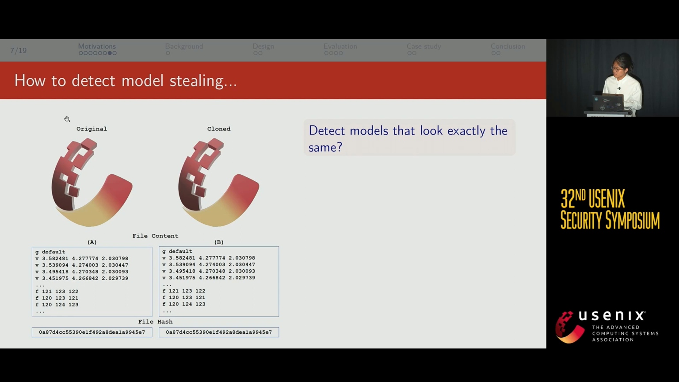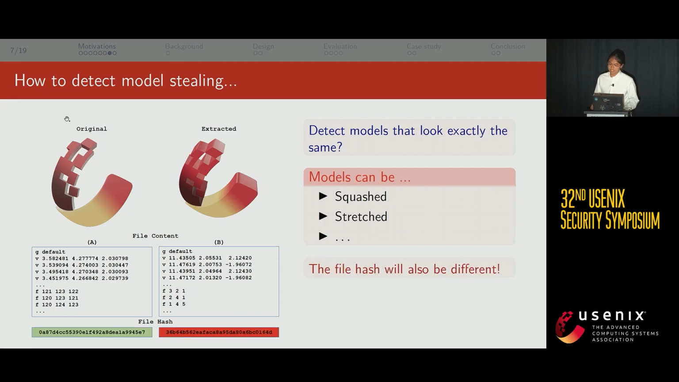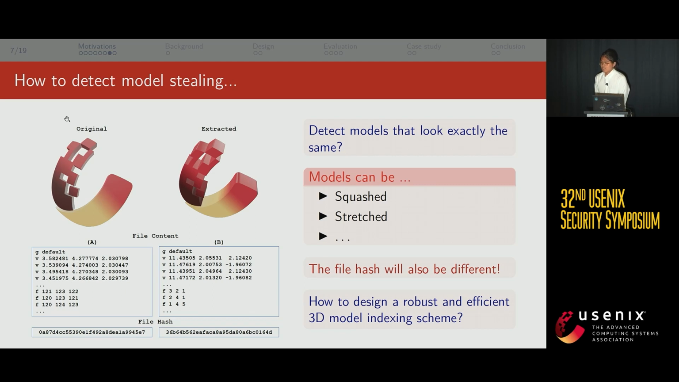Shall we detect models that look exactly the same? Unfortunately, this is not going to work, because models can very easily be squashed, stretched, or rotated, and the raw file content will change. And obviously, the file hash will also be different. Now the question is, how can we design a robust and efficient 3D model index scheme?